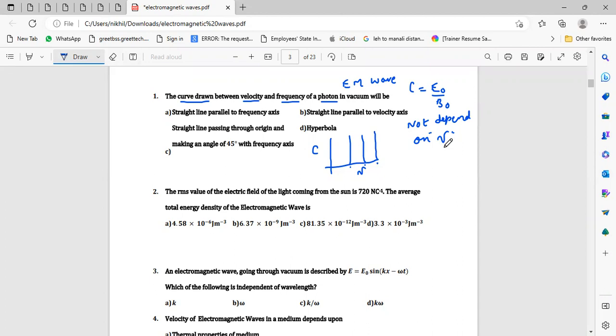Since the speed does not depend on the frequency, for different values of the frequency, the speed of light is always going to remain the same. There will be no change at all. So if I want to write the frequency for metal A, this is that. For metal B, for metal C, for different metals, maybe the value of the frequency will change, but the speed of light will not change. When it does not depend on the frequency, it must be parallel to the velocity axis.